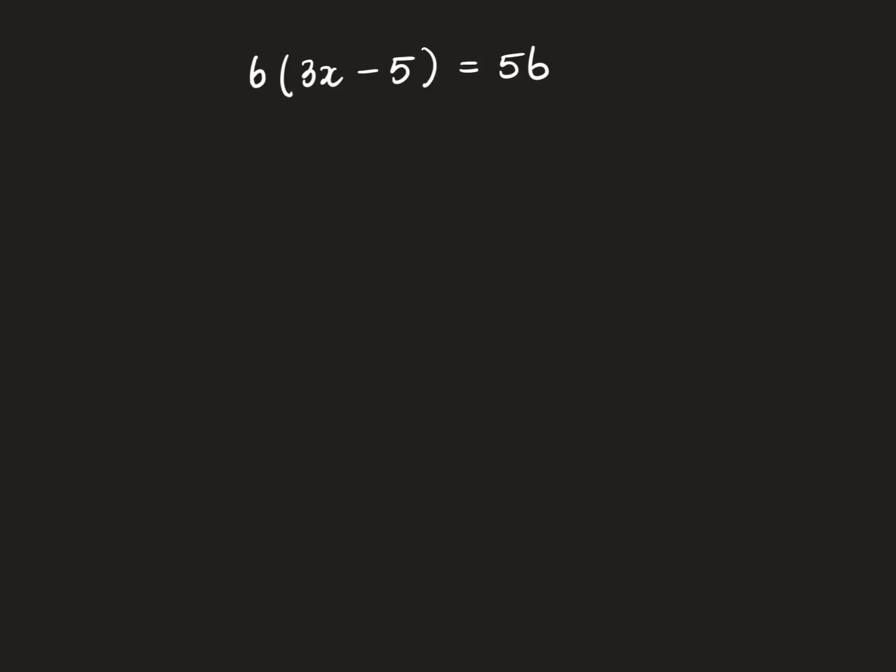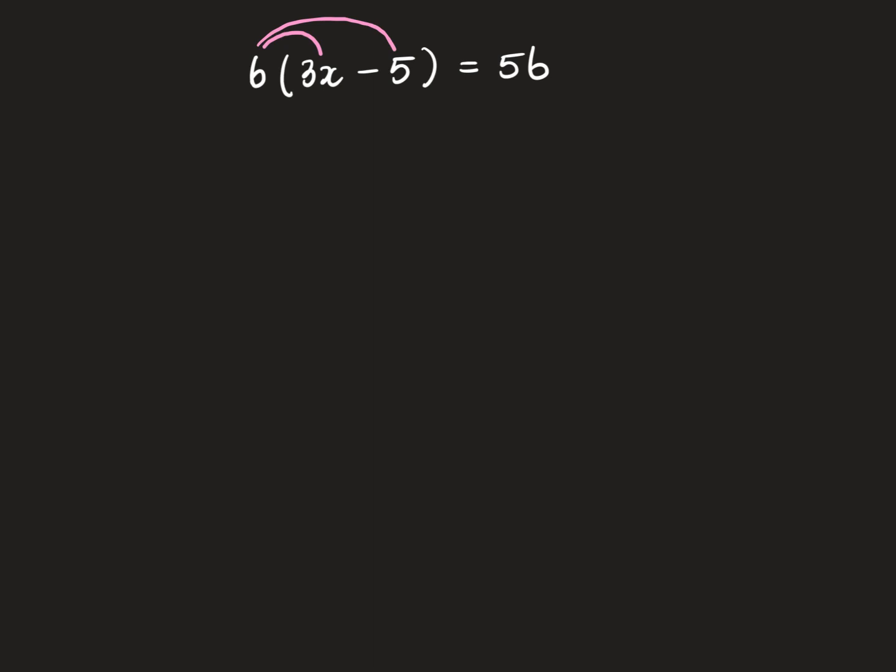We're going to move on now to equations that have brackets. Have a look at this one. 6 lots of 3x minus 5 is equal to 56. Now what this means, there is a little invisible times sign in there. It means 6 lots of all of that. Now what we're going to do is just get rid of the brackets. 6 lots of 3x minus 5 equals 6 lots of 3x minus 6 lots of 5.